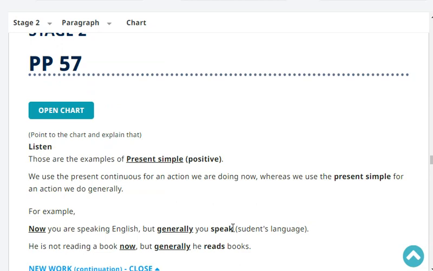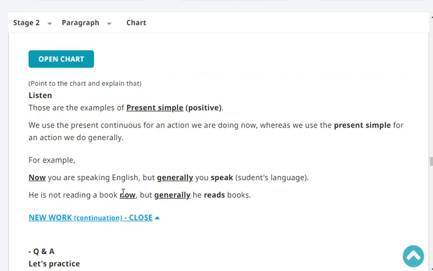Okay, listen again. We use the present continuous for an action we are doing now, at the moment. Whereas we use the present simple for an action we do generally, we always do. For example, now you're speaking English, but generally you speak Japanese. Okay? He is not reading the book now, but generally I read books.